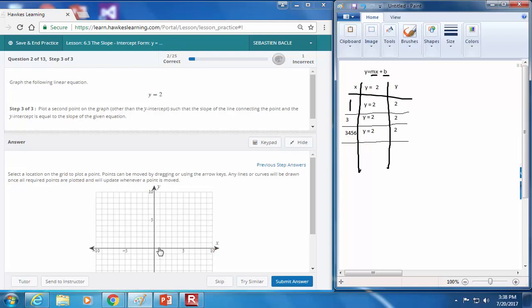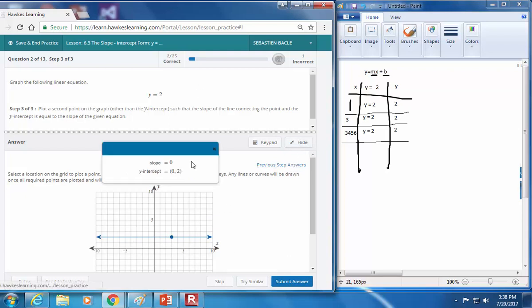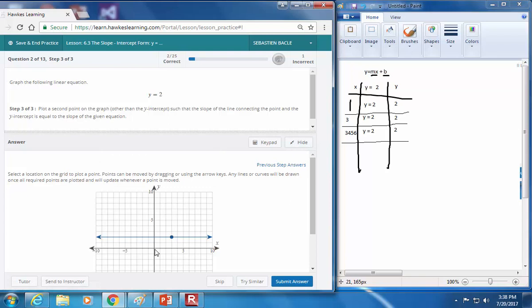If I put in the point over 1 and up 2, over 1 and up 2, or over 3 and up 2, it's still the same. This line isn't going up or down. Because the slope is 0, as we see in the previous answer, this line isn't going up or down. It's a horizontal line straight across.